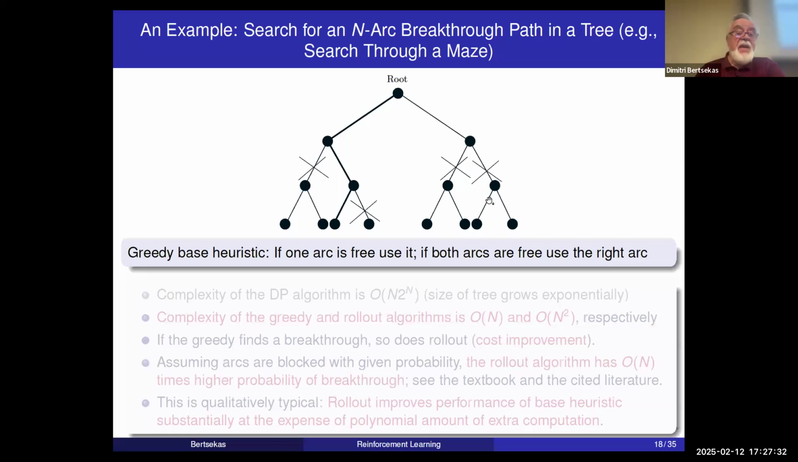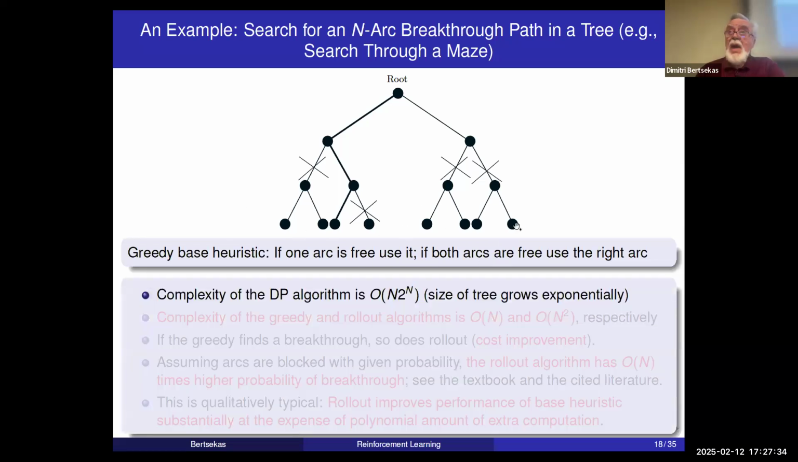Now we can solve this problem by dynamic programming, going backwards from the leaves towards the root. And the complexity of this is quite substantial, right? It's n times 2 to the n. There are 2 to the n nodes at the leaves, and we have to take n steps down. So the complexity grows exponentially with n. Now, the greedy algorithm has much better complexity because it looks at only two arcs at each step and goes down at most n steps. The complexity is O of n.